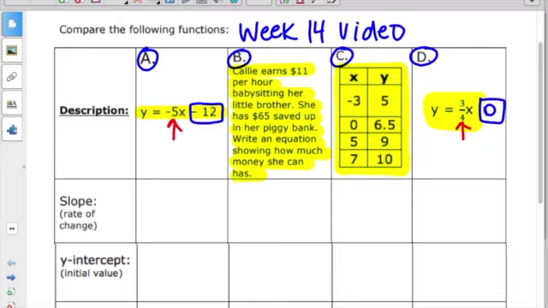First, we're going to figure out what the slope is of all of the functions. The first one is in slope-intercept form. So we're just going to look at the coefficient for x, and that is a -5.